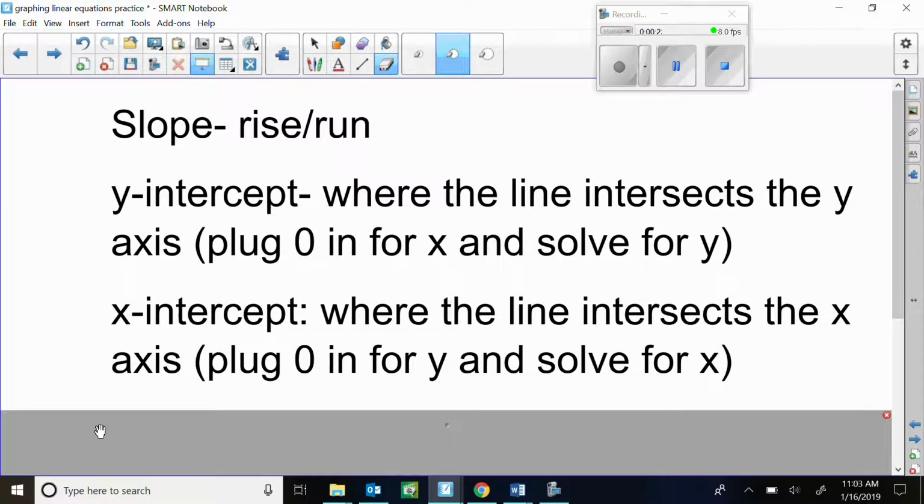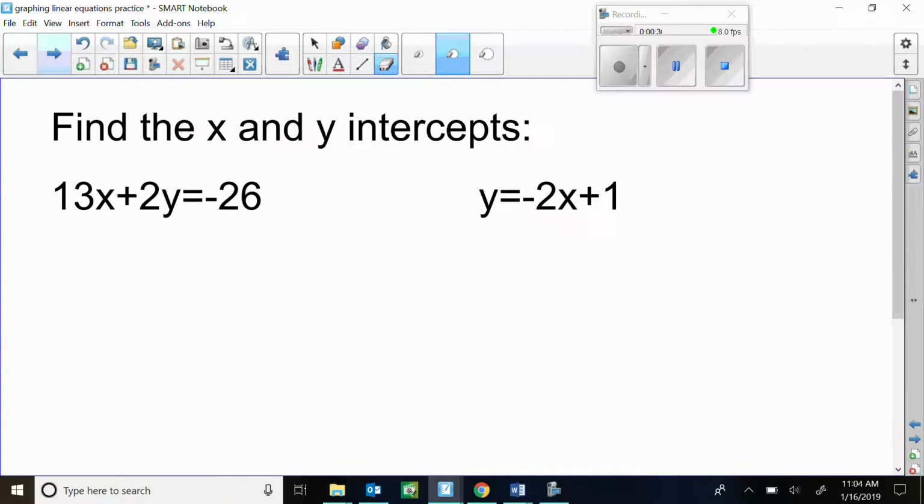And then the x-intercept is where the line intersects the x-axis. You plug 0 in for y and solve for x. First off, we're just going to find the x and y-intercepts of these two problems. The first problem is 13x plus 2y equals negative 26.